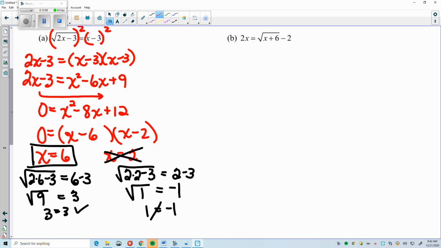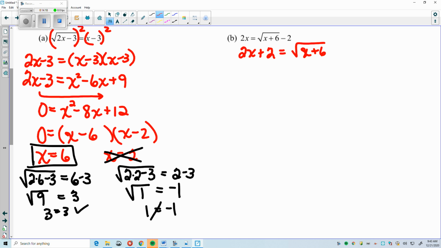Okay, let's try letter B. Same idea. Now we just, again, have to be careful with how we solve. Step number 1, we want to get everything away from the square root. So I'm going to add 2 over. So we have 2x plus 2, and on this side, I have the square root of x plus 6.